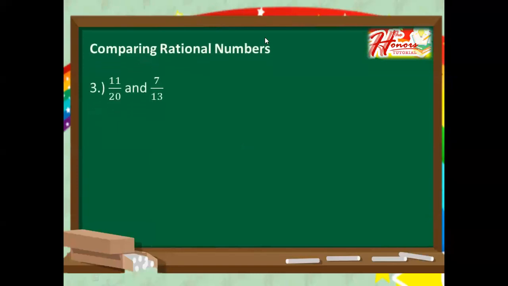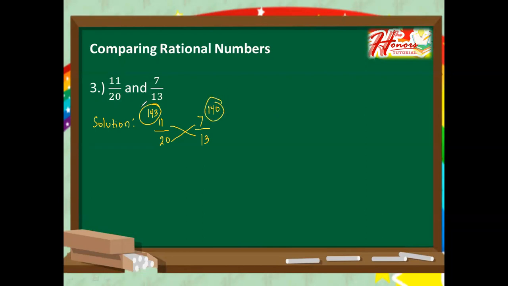For number 3, we have here 11 over 20 and 7 over 13. So for your solution, same process, please write 11 over 20 and 7 over 13. And then multiply 11 and 13. And that is 143. So write 143 here. And then now you have to multiply 20 and 7. And that is 140.